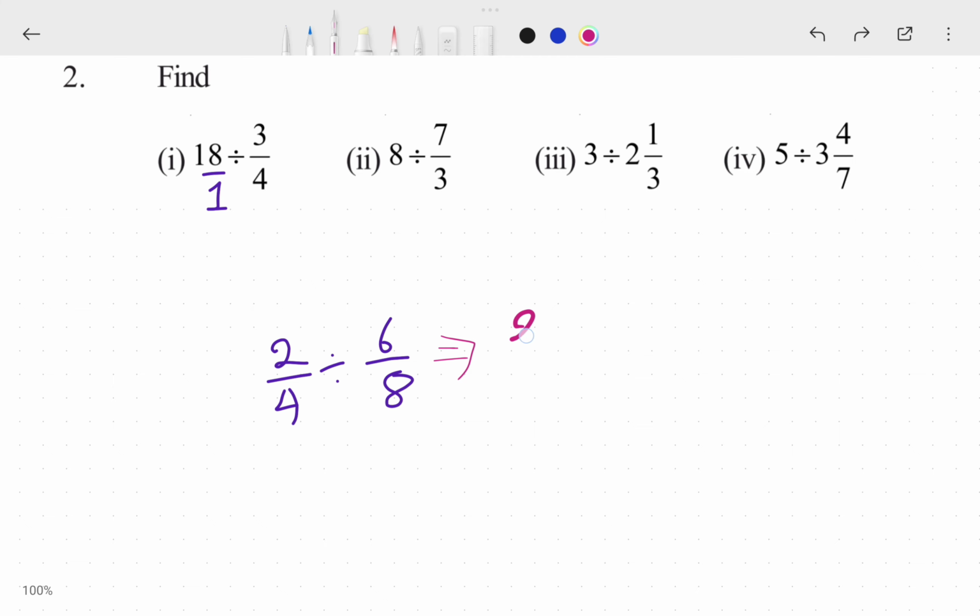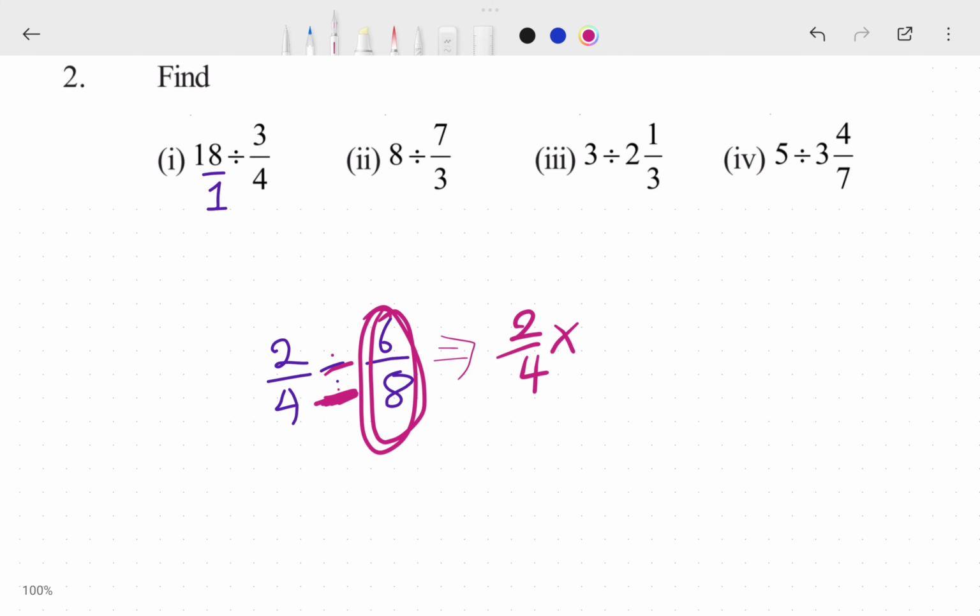So you have to write 2 by 4. 2 by 4 will be the same, and this division is going to be multiplication. Now we will take this part as a reciprocal. When you convert division into multiplication, this part will be changed. Why am I changing division into multiplication? Because this is the rule of fraction division.